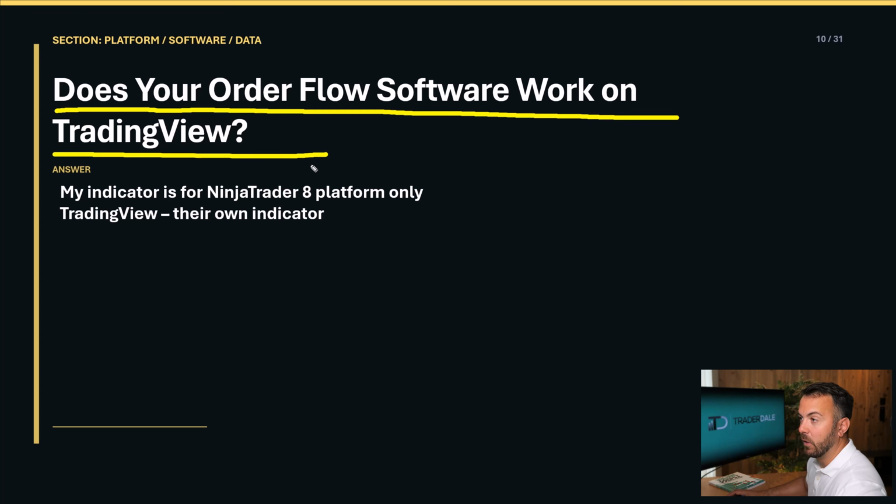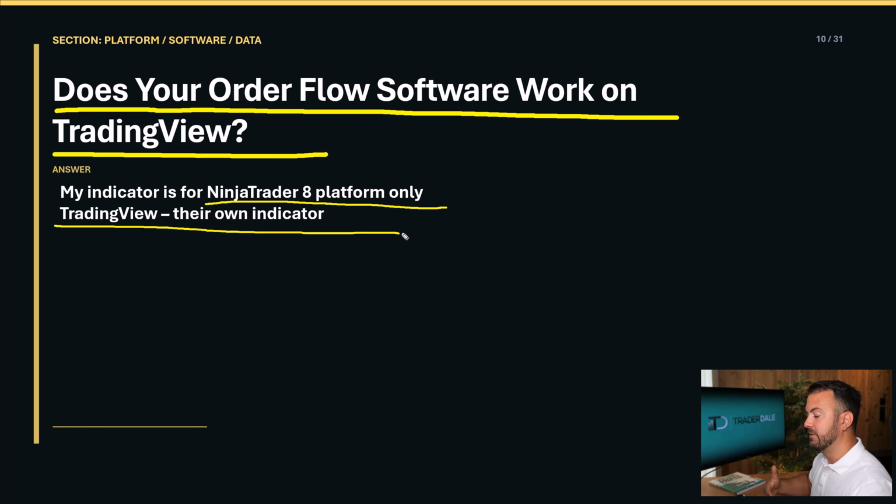Next question. Does your order flow software work on TradingView? My indicator is only for the NinjaTrader 8 platform. I think it's way superior to TradingView, so that's why. TradingView, they have their own order flow indicators. So if you prefer the TradingView platform, then you can use those there, but you need to have their subscription.